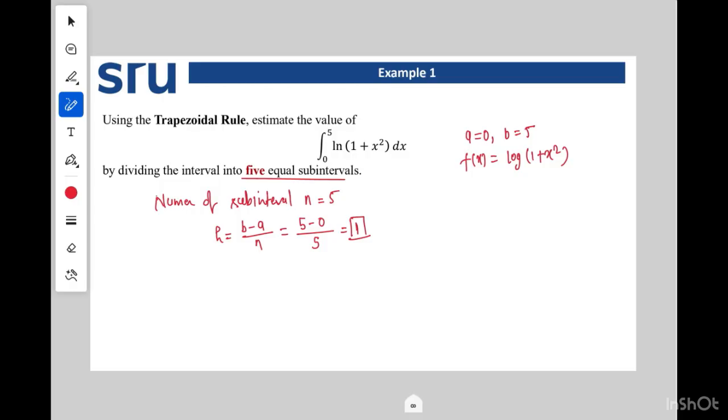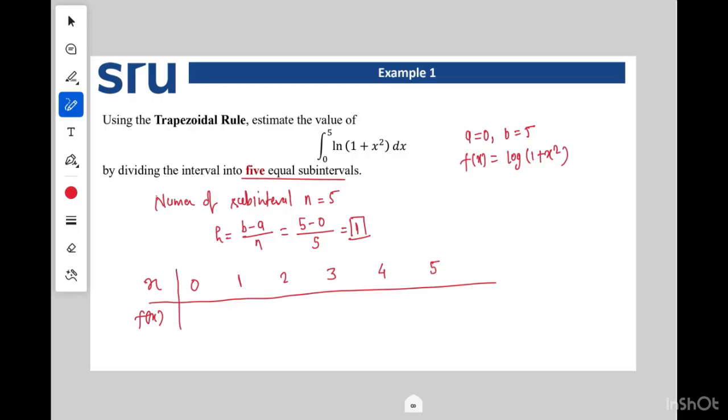Now we have all the data. If the step size is 1, we can now calculate the discrete data set. Let us draw the table. This is your x, and this is your f(x). We have to compute the integral from 0 to 5 with step size 1. The initial point is 0, then 1, 2, 3, 4, and the fifth one is 5.